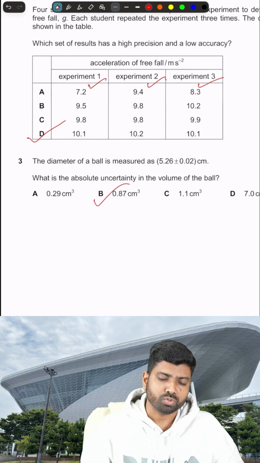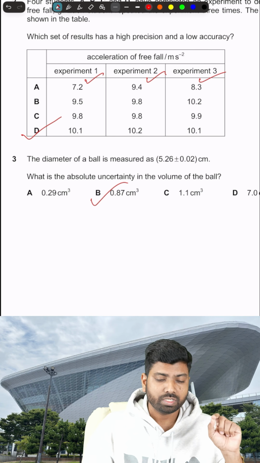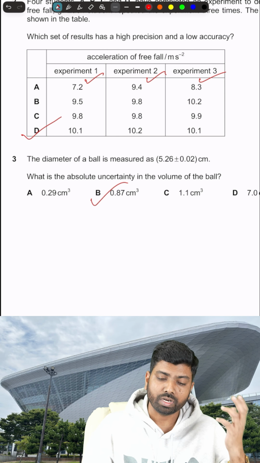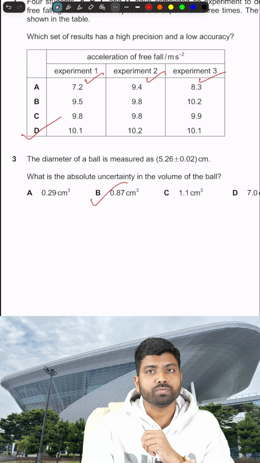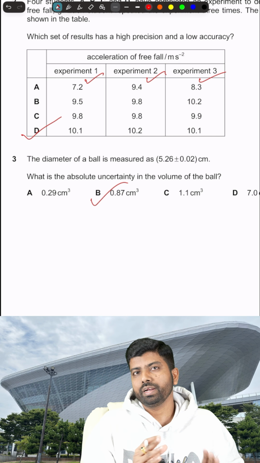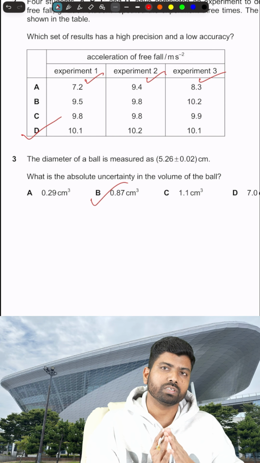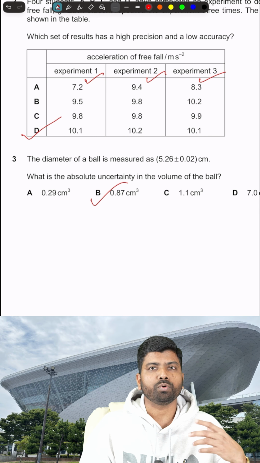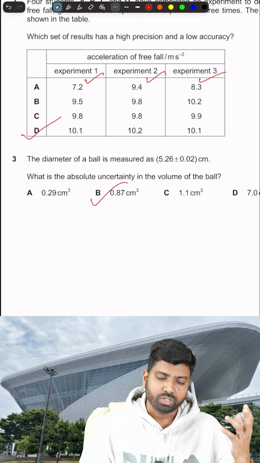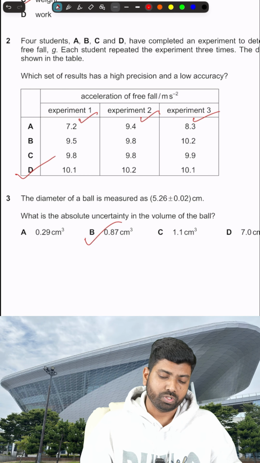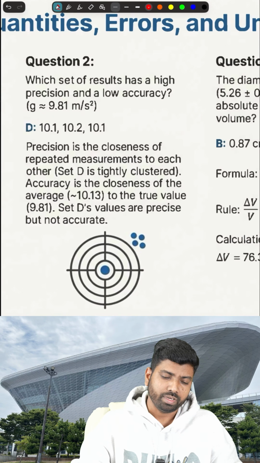So then what we have to do is find out which set of results has high precision and low accuracy. This is a very important question, and every year you will definitely get one question in AS level physics from this chapter, accuracy and precision, right? Can you guess your answer? Of course, I have already highlighted option D. Can you explain why? What may be the cause for option D? I want to show you the explanation.